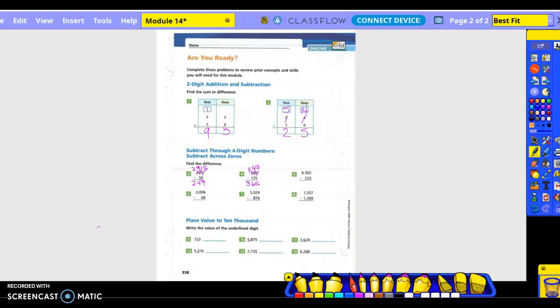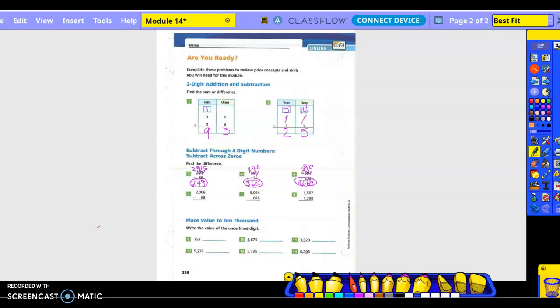Okay. 2 becomes a 12. Have to go next door, take 10 more, so this becomes a 9. The 3 becomes a 2. And do I have to regroup with the 4? No. Okay. So 12 minus 3 is 9. 9 minus 3 is 6. 2 minus 2 is 0. And bring down the 4. So my answer is 4,069. Let's go ahead and circle these answers so we don't get them mixed up with our regrouping.